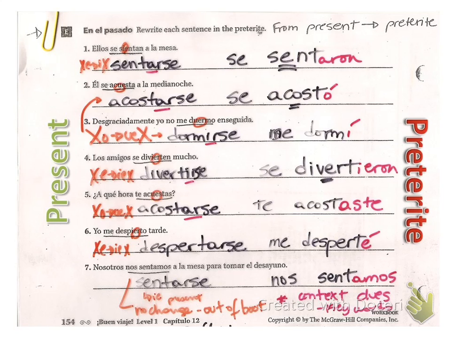Here's an example of a couple of verbs already conjugated in the present tense. For example, the first one, ellos se sientan, has an IE change in the present tense, but if you look at the written answer, if we were to conjugate that in the preterite tense, we would have to undo the stem change and then just add the preterite ending. But notice that the reflexive pronoun stays the same no matter which tense you're conjugating in.